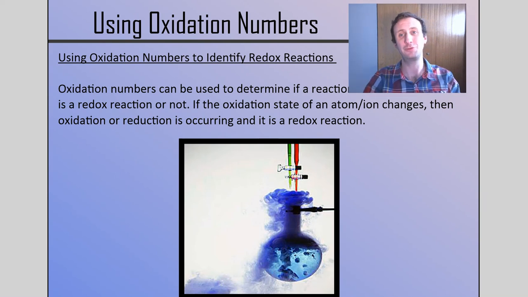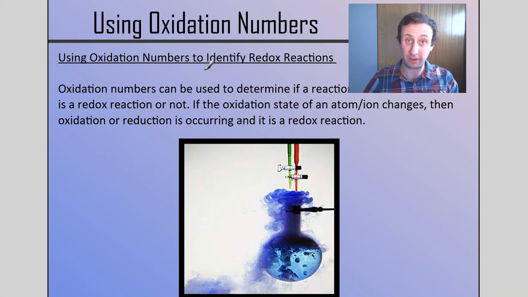Hey, Chem 30. So a nice short lesson for today of how to use oxidation numbers to actually identify if it's a redox reaction you're looking at or not. Oxidation numbers can be used to determine if a reaction is a redox reaction or not. If the oxidation state of an atom or ion changes, then oxidation or reduction is occurring and it is a redox reaction. So we just take a look at all the different elements and atoms in the reaction.